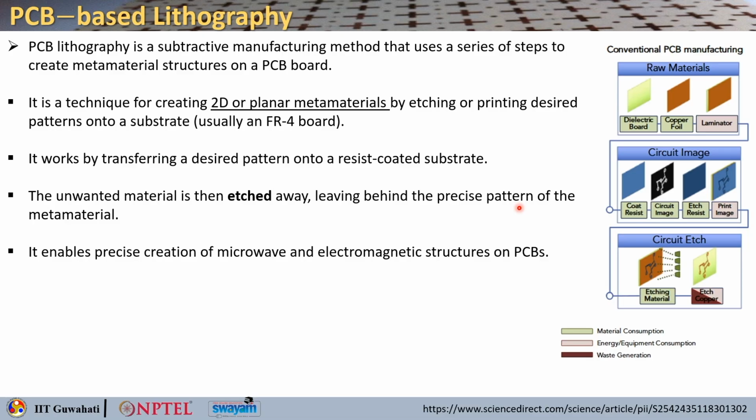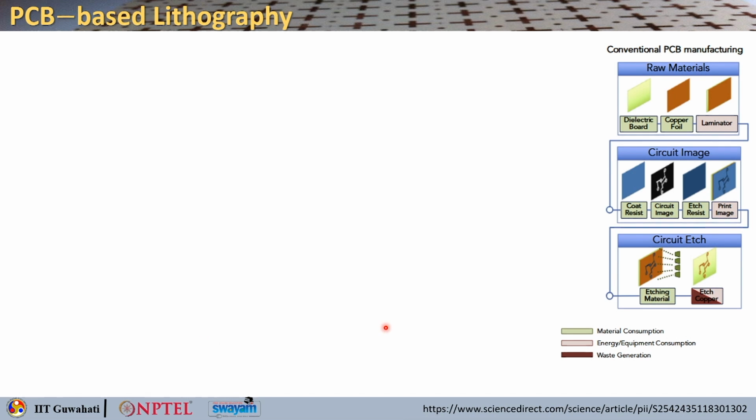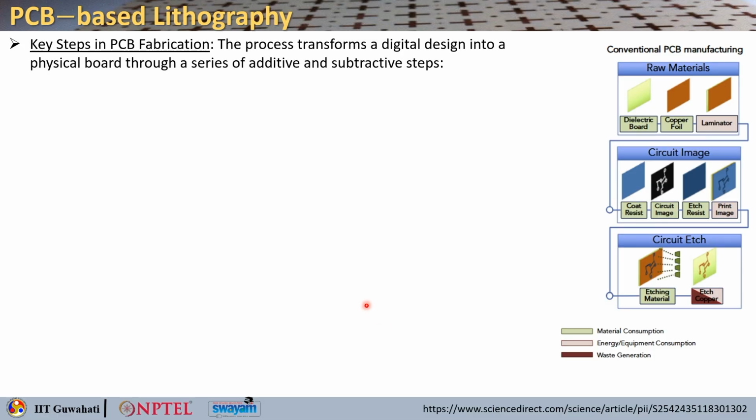So, why is it important? Because it enables precise creation of microwave and electromagnetic structures on PCBs, and it is a key manufacturing technique for microwave metamaterials because it is scalable, cost effective, and it produces large scale planar substrates that are needed for microwave frequencies. Now, what are the key steps in PCB fabrication?